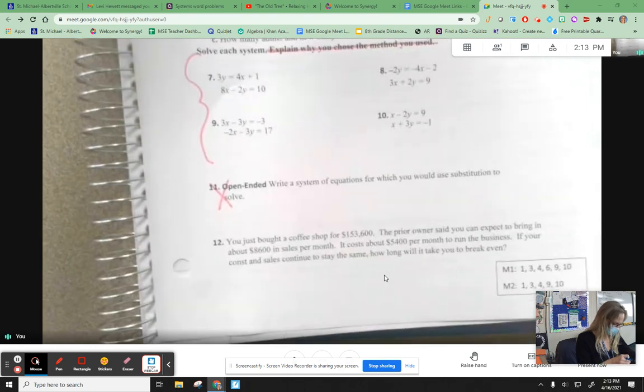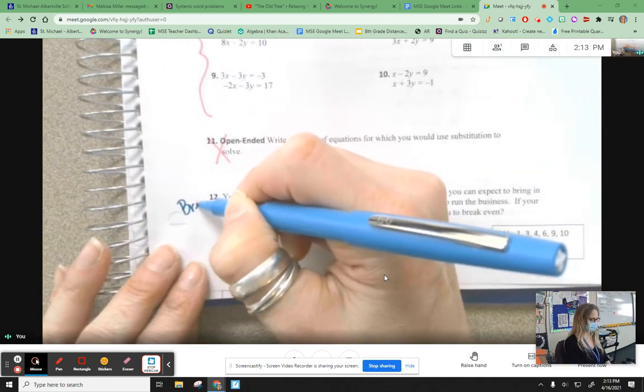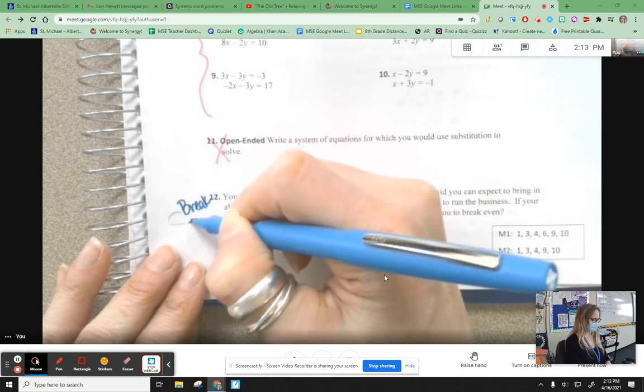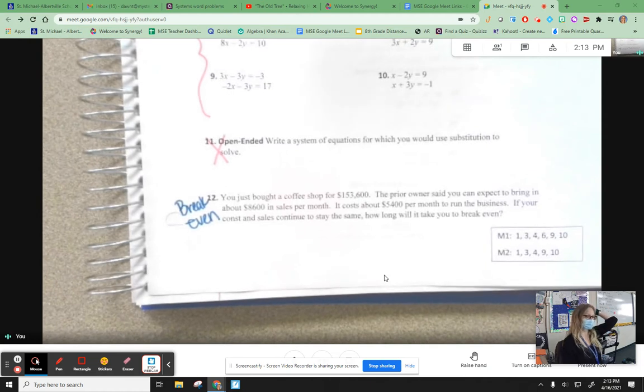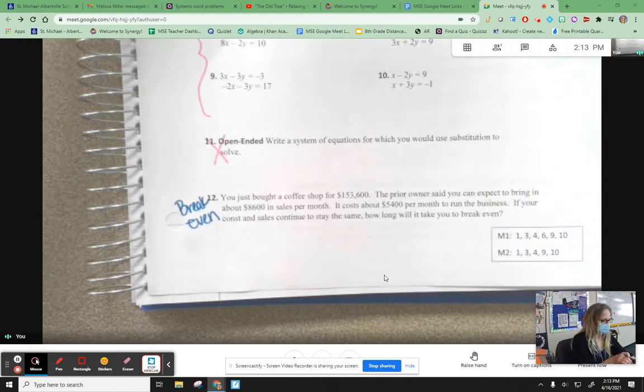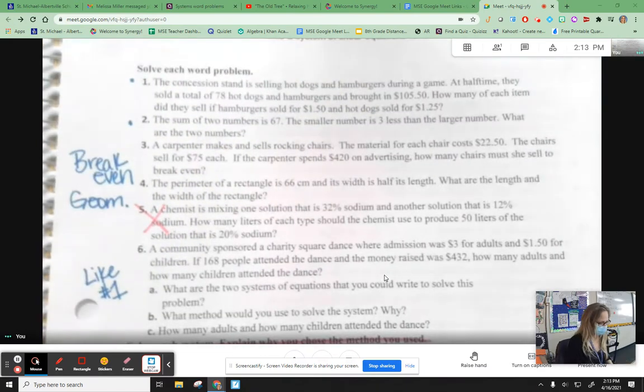And then this last one, number 12, it is also a break-even problem. So you'll want to check your notes. Again, that's the first problem I did yesterday where we talked about the play or the musical. All right, so let me help you get number 1 and number 2 sort of started.